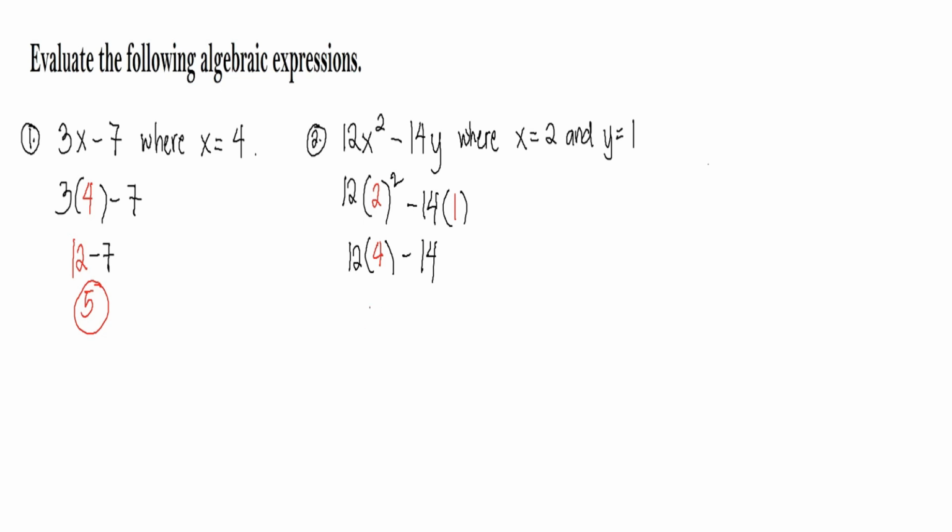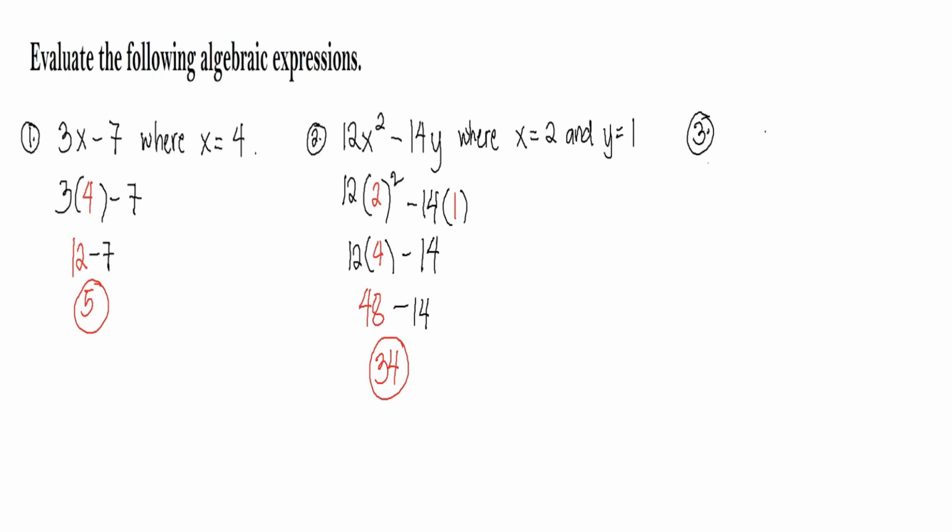And then we're left with multiplication. So multiply 12 times 4, that is 48, minus 14. And last step, 48 minus 14, our final answer will be 34. And that's how we solve our second example. Now let's try when two variables are seated side by side.